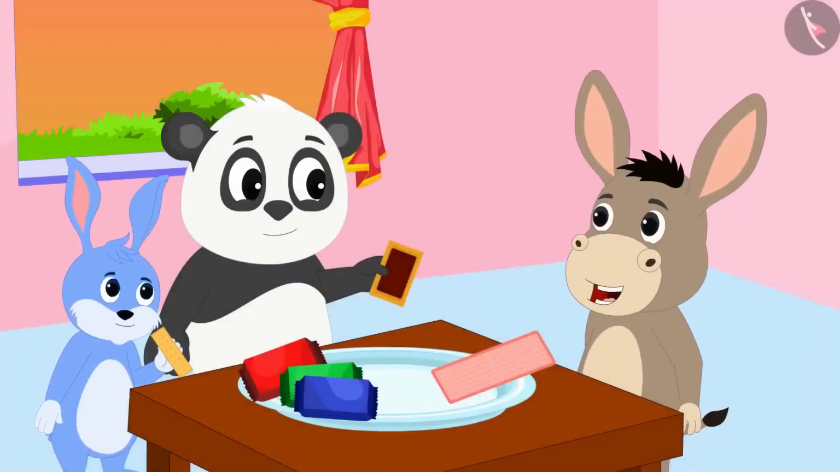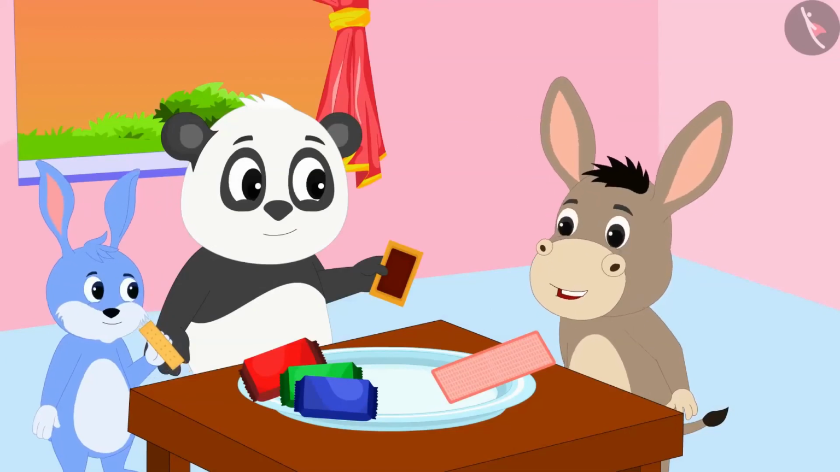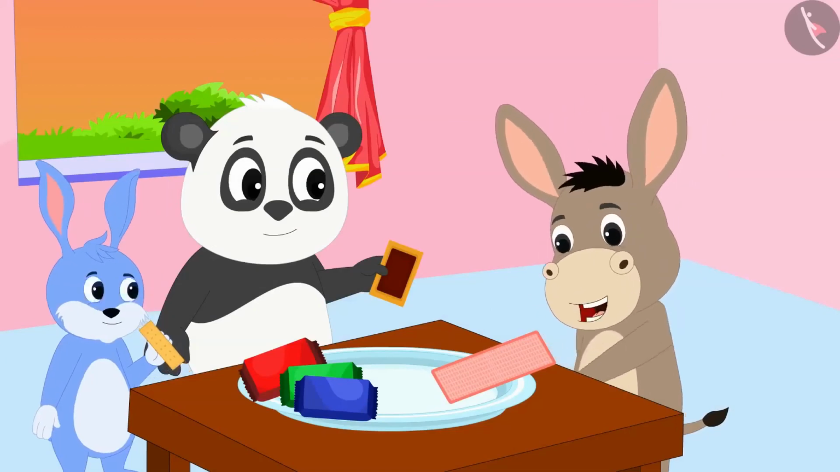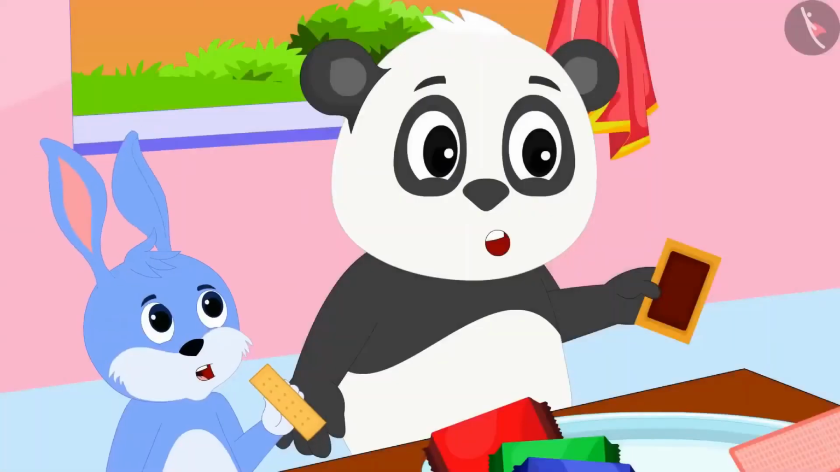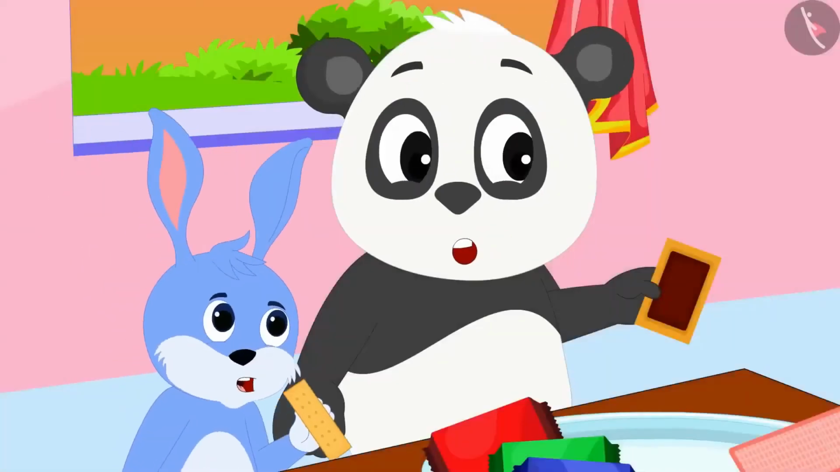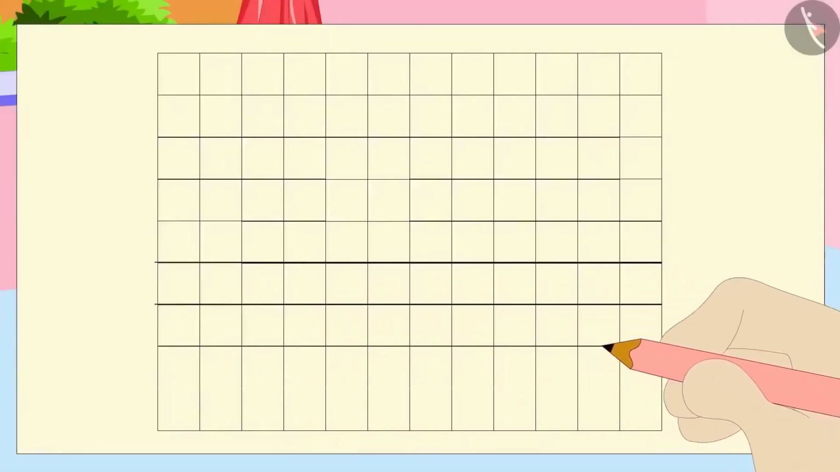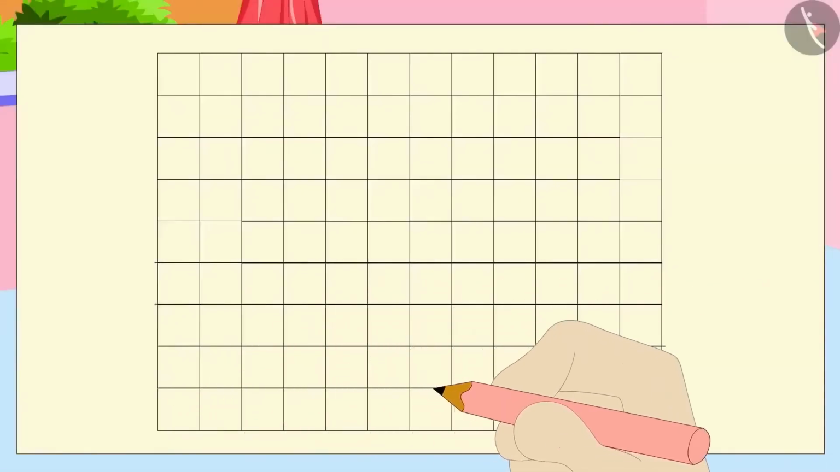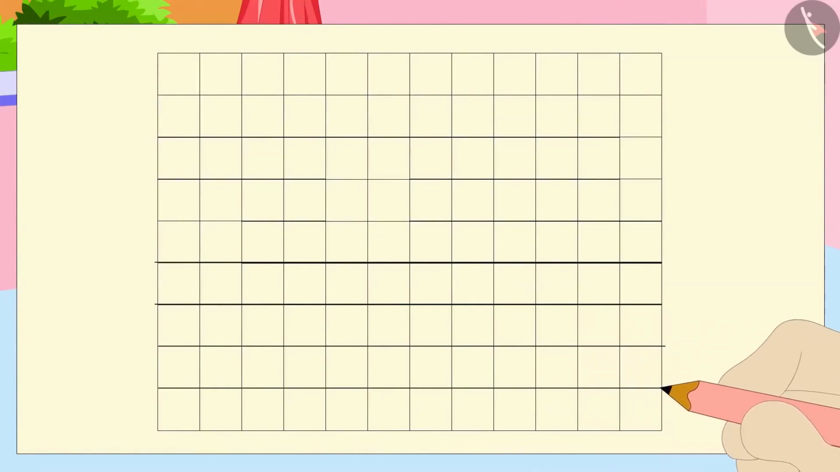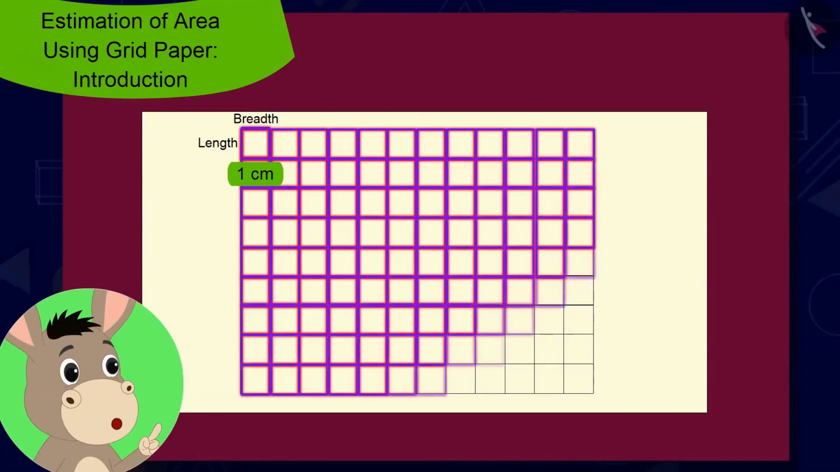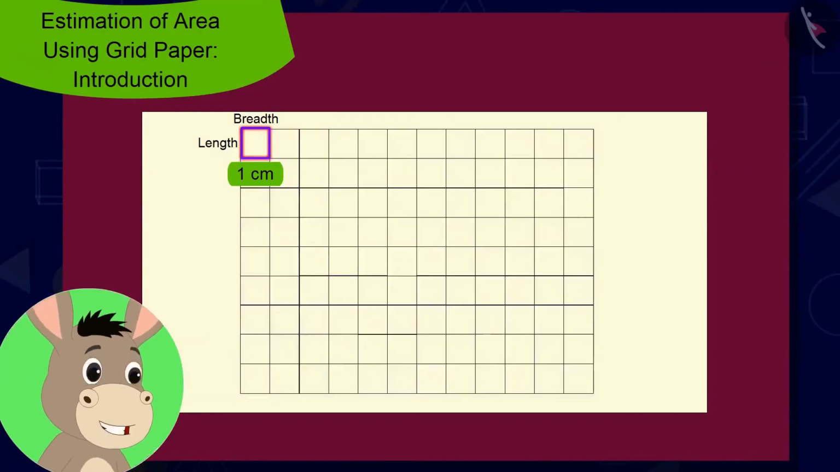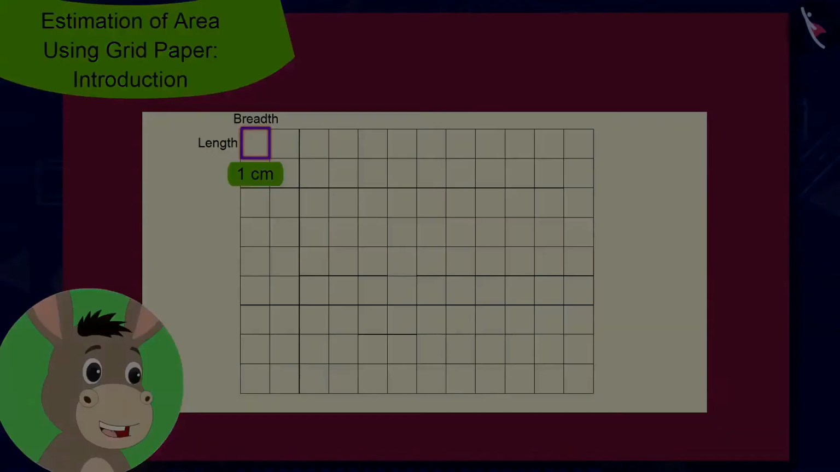Friends, we can immediately find out whose biscuits are the biggest using grid paper, said Bhola. Bunny and Golu could not understand anything. Then Bhola made equal-sized squares on a paper. A paper made of equal-sized squares like these is called a grid paper, said Bhola.